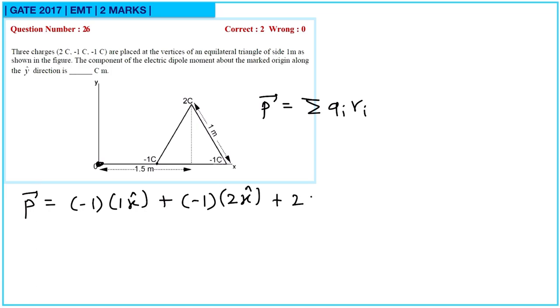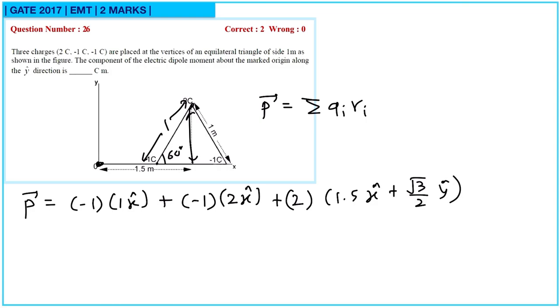Then 2 Coulomb into, this will be, along x direction it is 1.5. So this will be 1.5 x cap, and along y direction it will be this portion. Now this is an equilateral triangle, so this angle is 60 degrees and this distance is 1. That means this opposite side will be sine of 60 degrees into 1, and sine 60 is √3/2. So plus √3/2 y cap.